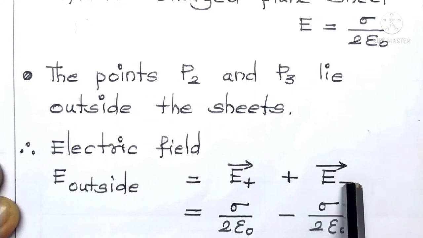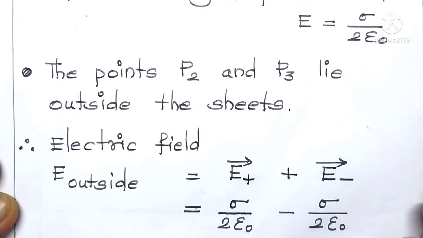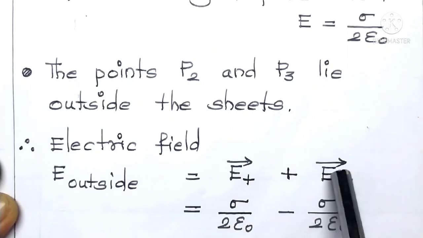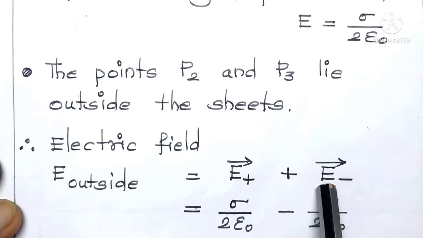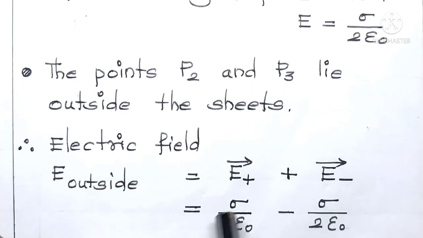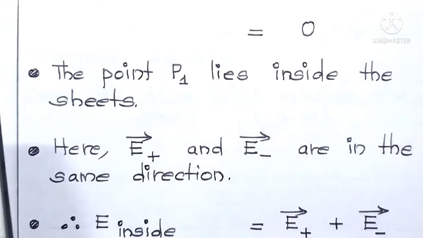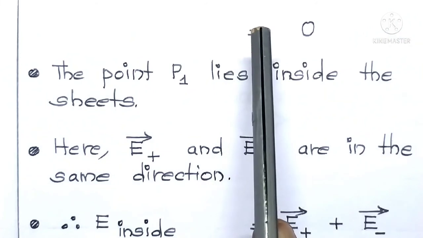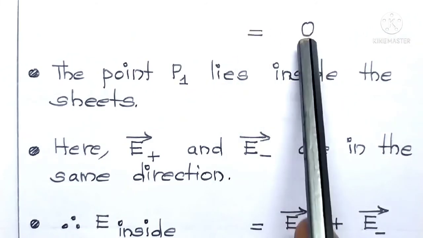So we are going to add them up. But what is the expression for E plus vector? Plus sigma by 2 epsilon naught. But here this is E minus vector, which is equal in magnitude but opposite in direction to this vector. So let us write minus sigma by 2 epsilon naught. So this one minus this one, it will become 0. So at points P2 and P3, the electric field becomes 0.